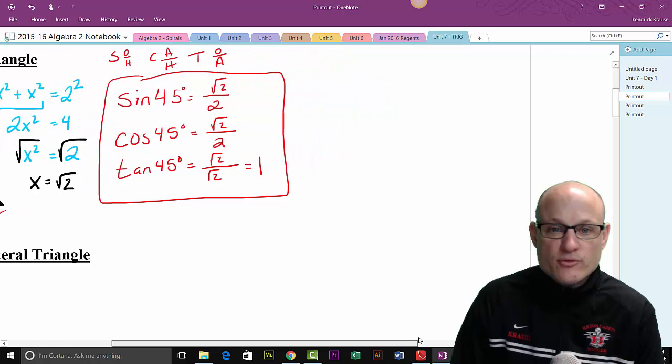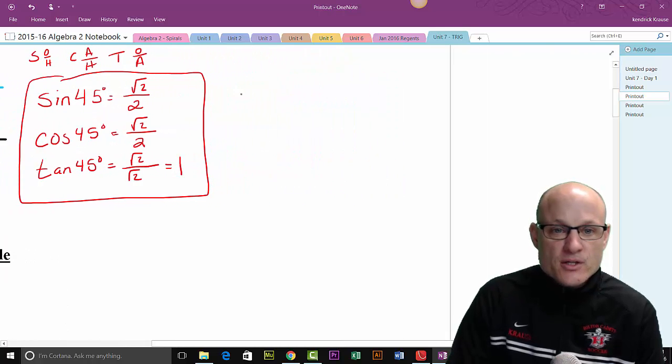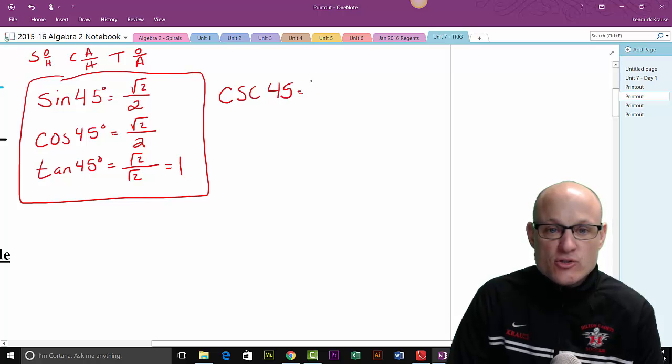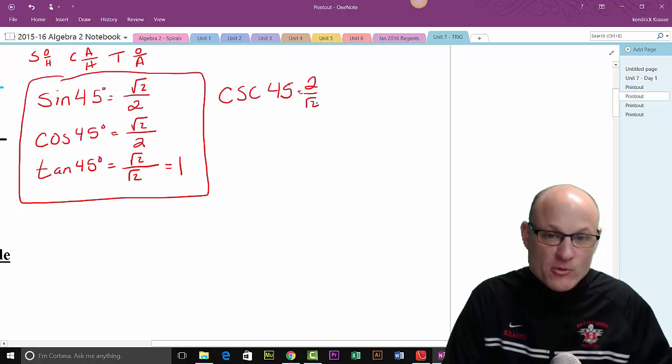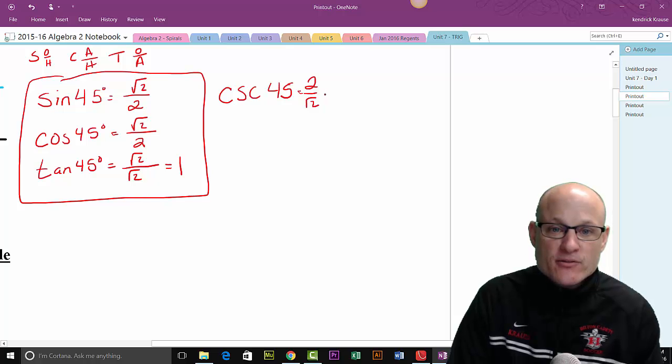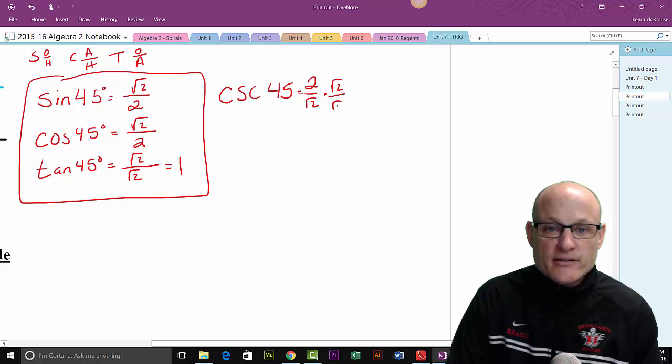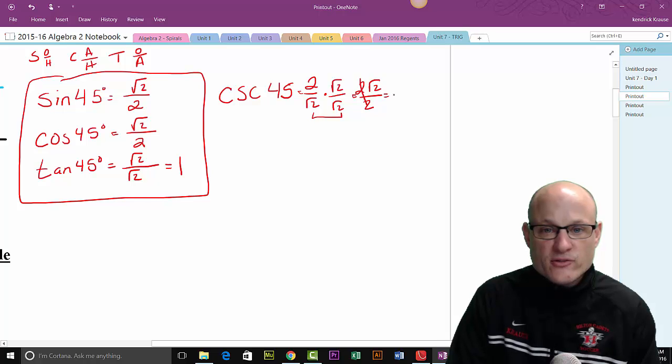Now we're going to use their reciprocal functions. So cosecant of 45 degrees is the reciprocal of sine, which is 2 over the square root of 2. Well, you can't leave it like that. So what we're going to do is rationalize it, multiplying by radical 2 over radical 2, and I get 2 square roots of 2 over 2, because square root of 2 times square root of 2 is 2, and these cancel, so this is just equal to the square root of 2.